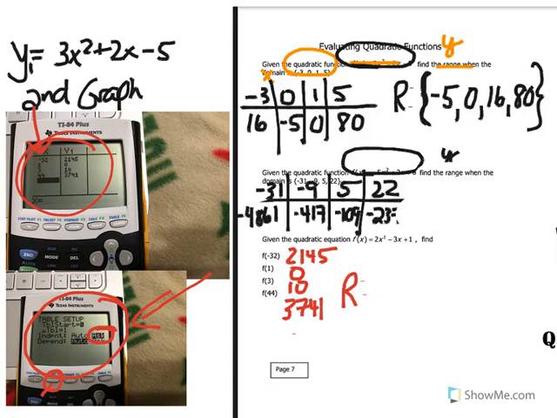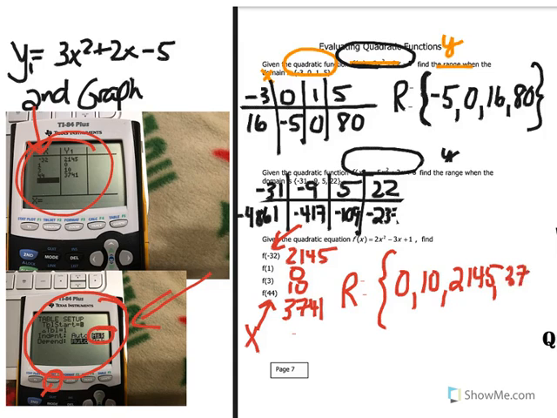I failed to mention, and I apologize for this, when we see numbers inside those parentheses, it's giving us the x, and it's asking us for the y. So it was asking us for the range. And again, we want to go from low to high. So we'll do 0, 10, 21, 45, and then 37, 41.